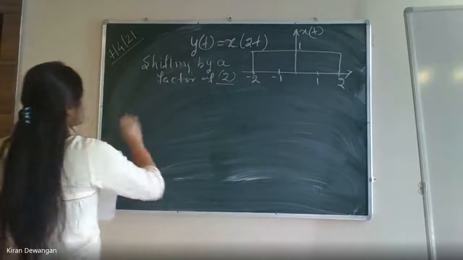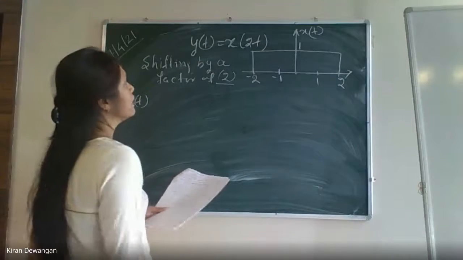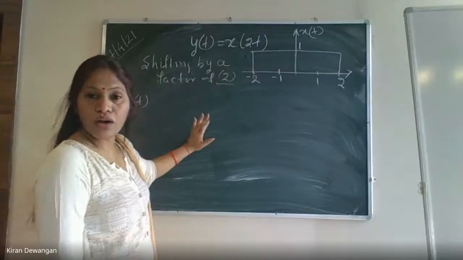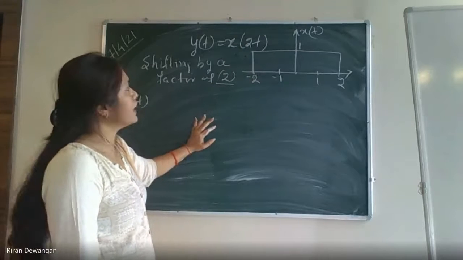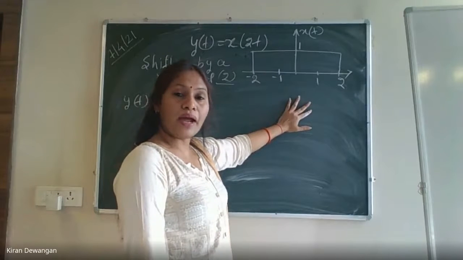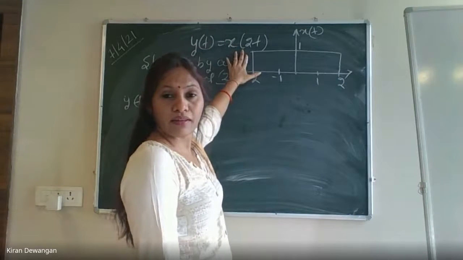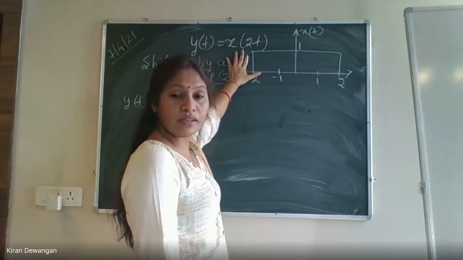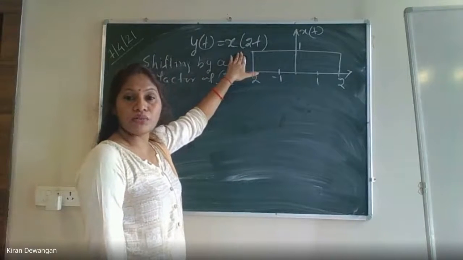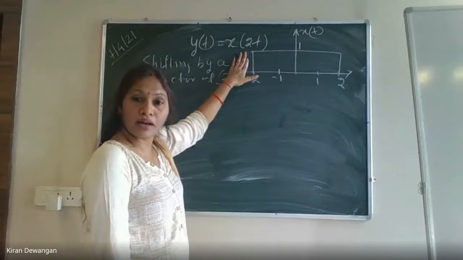Now let us first find the output y of t. इसका आउटपुट कैसे निकलेगा? What is going to be my output? This is x of 2t. तो आउटपुट कैसा होगा? Y of t is x of 2t. Whether it's going to be a compressed one or expanded one. Just recall what we have already studied. It will be a compressed one, since alpha is greater than 1.